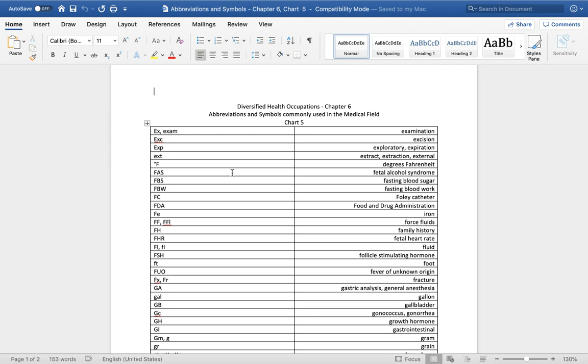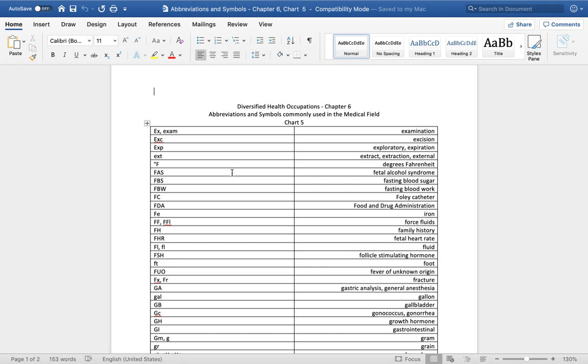Those are just focusing in on some of the more difficult concepts to understand and what I feel are some of the more important points to remember from this set of abbreviations. So this weekend I want to focus on chart 5.